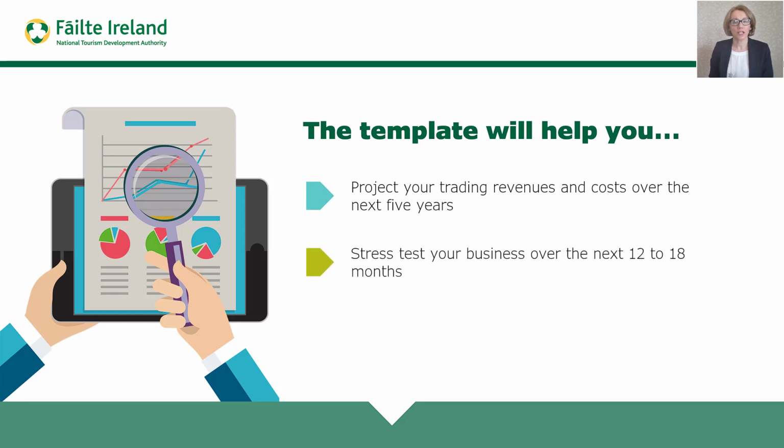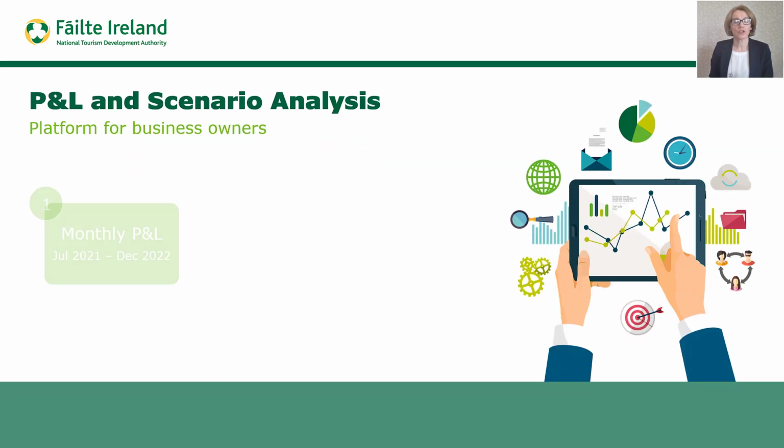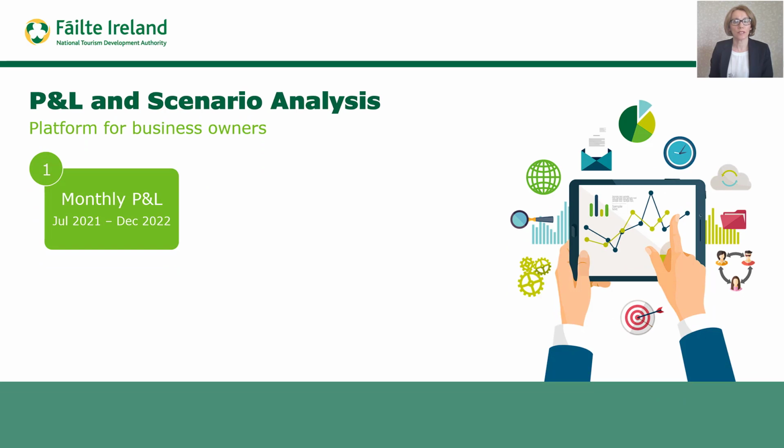In doing this, particularly over the next 12 to 18 months, you will be able to stress test your business, reviewing different revenue scenarios in particular, which will illustrate varying profitability levels, giving you information to help you make informed business decisions. This template provides a platform for business owners to project revenues and costs on a monthly basis from July 2021 out to December 2022, then on an annual basis from 2023 to 2025.